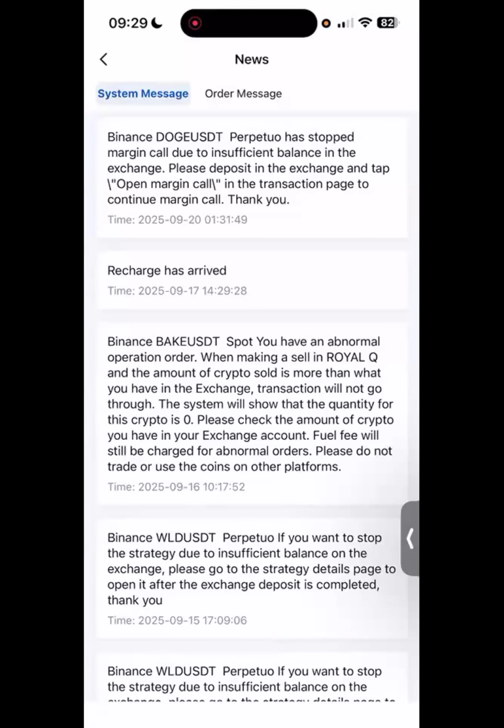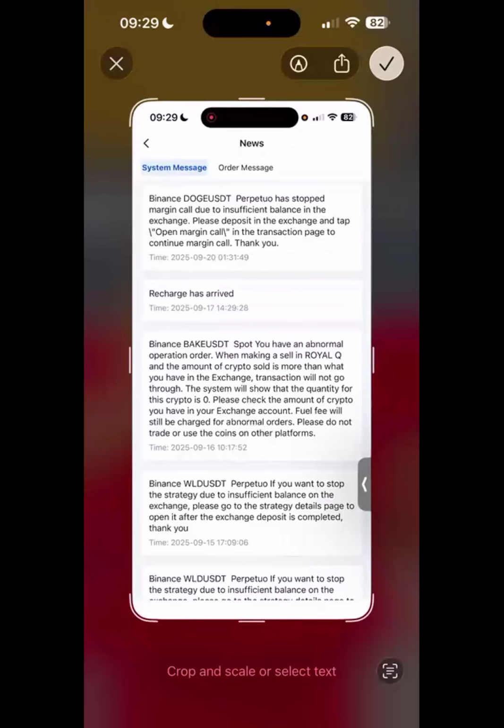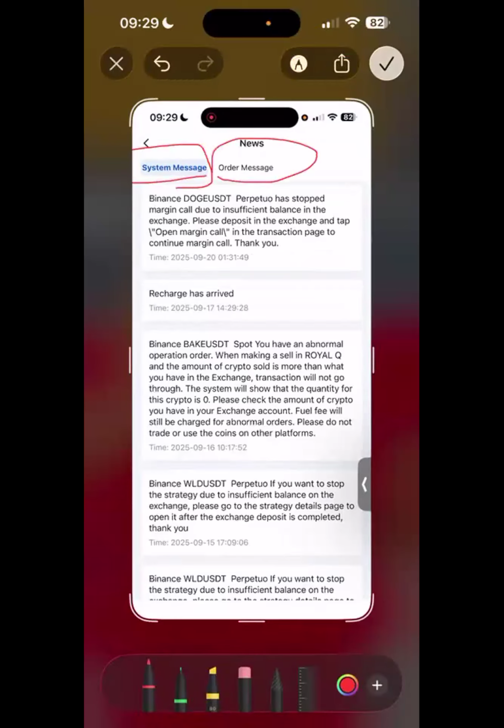So the notification bell, there are two types of messages we should see over there. We have the system message and we have the order message. Okay. The system message gives you messages from the RoyalQ system. For instance, if you are running out of fuel fee, you are alerted under the system message. When you deposit some USDT or some assets to the RoyalQ app, you get a notification under the system message.